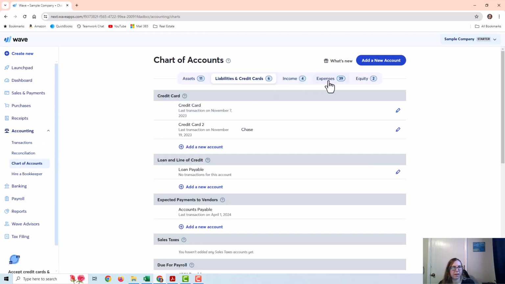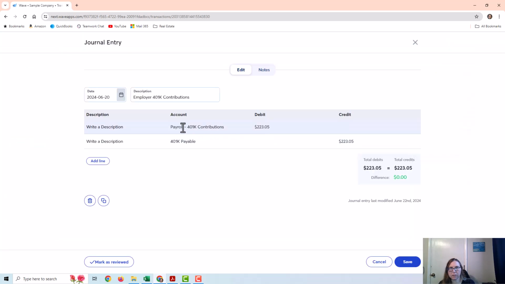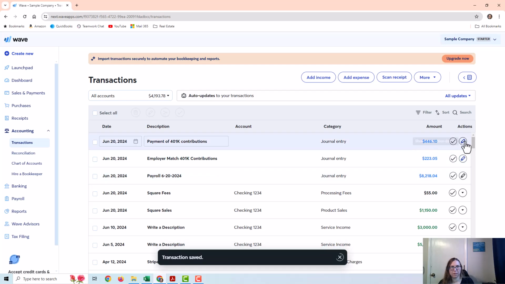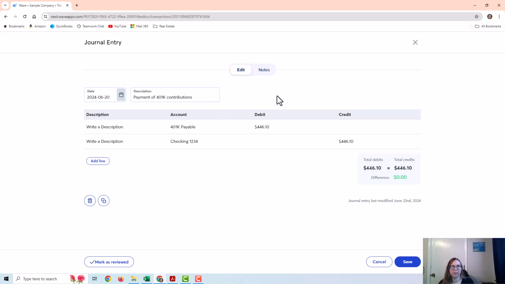And I can actually add a column for which category they go under on my spreadsheet before I upload it for you guys. Okay, and then I also did the journal entry for the employer 401k contribution match. And then I did a journal entry when they paid the 401k contribution.